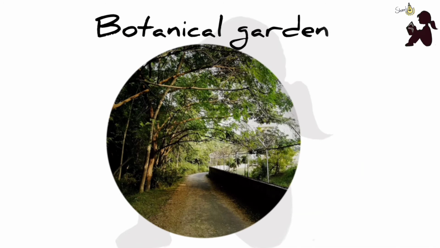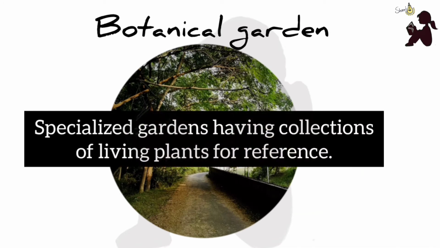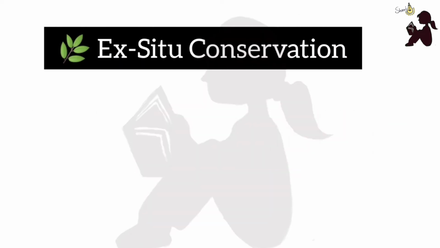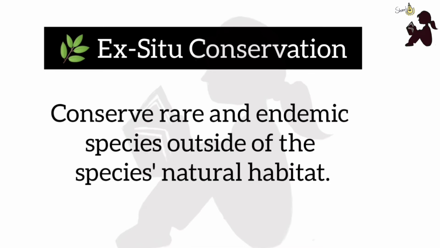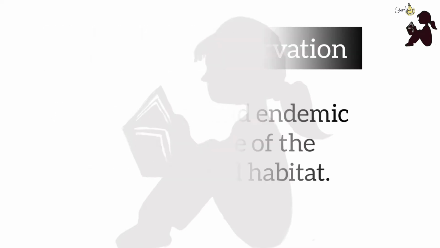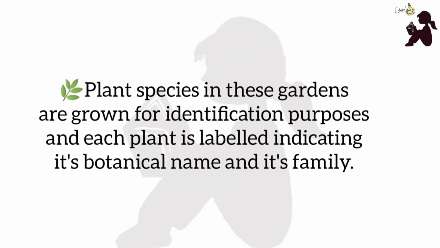Second is Botanical Garden. These are specialized gardens having collections of living plants for reference. It is an ex situ conservation because it conserves rare and endemic species outside of the species' natural habitat. Plant species in these gardens are grown for identification purposes and each plant is labeled indicating its botanical and scientific name and its family.